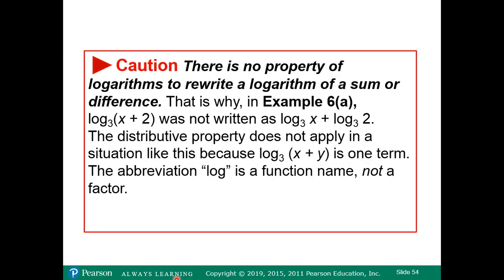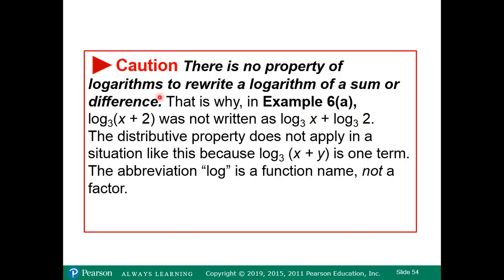Yes. Okay. Now, there is no property of logarithms to rewrite a logarithm of a sum or difference. So let me say that again. There is no property of logarithms to rewrite a logarithm of a sum or difference. That is why in the example 6a, this is not the same as this. So we cannot distribute the log across the plus. There's no such property.